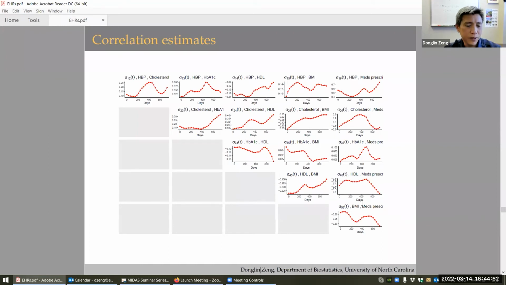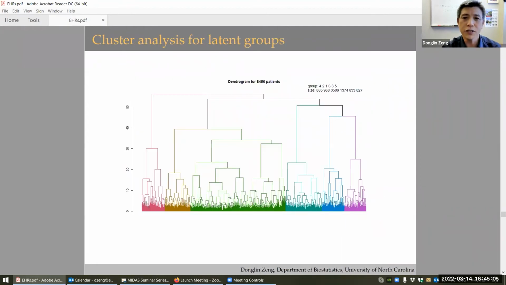So once we estimate this correlation, and remember we use this latent process, we can infer this latent process and use correlation to define the similarity between patients. And then we can do cluster analysis, right? So this plot shows that once we have these 8,000 patients, we get their similarity distance, and then we cluster them into different groups, because each cluster tells us that patients in the same cluster have the same profile of these longitudinal biomarkers.